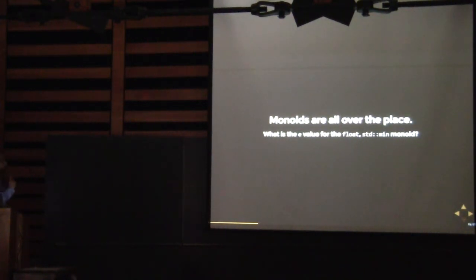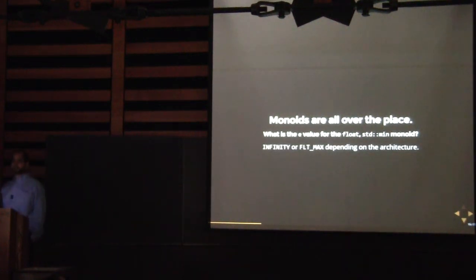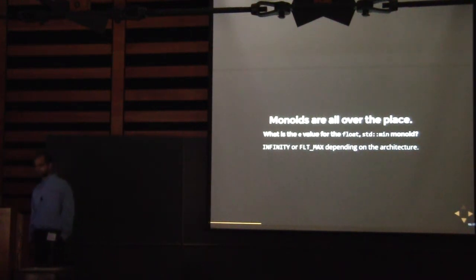Monoids are all over the place. You can find them everywhere. So what is the empty value for the float std min monoid? Anybody have an idea? Is there one with NaN? With NaN being what it is, is that a monoid? I don't know. Is it? Minus infinity? Yeah. Okay, minus infinity. Plus infinity. Plus infinity, that's a better answer. Well, depending on the architecture, you might not necessarily have infinity, if you happen to have one of those strange ones that don't have it.